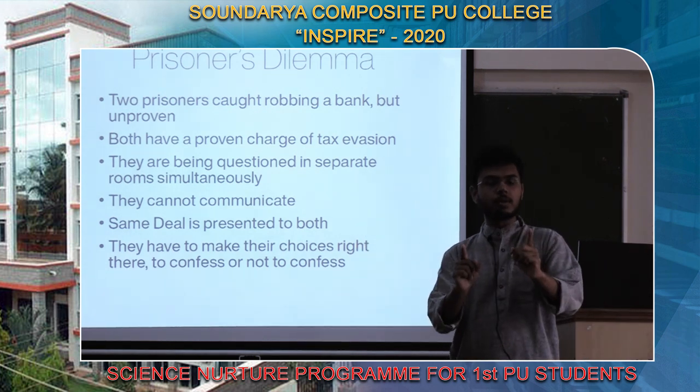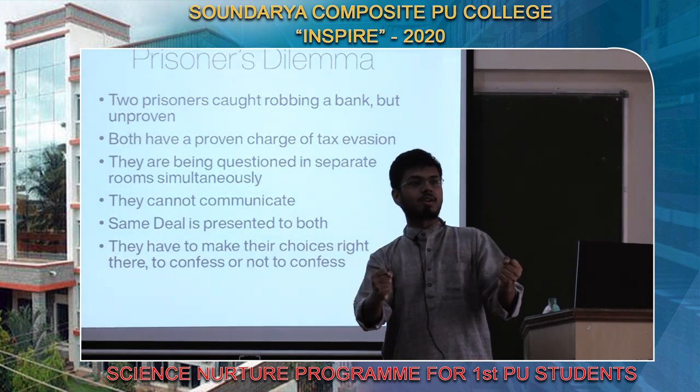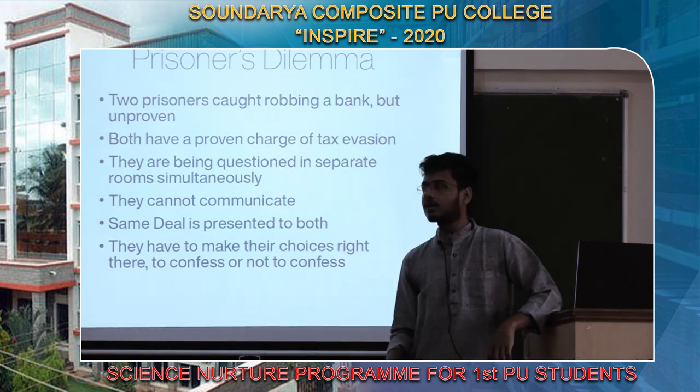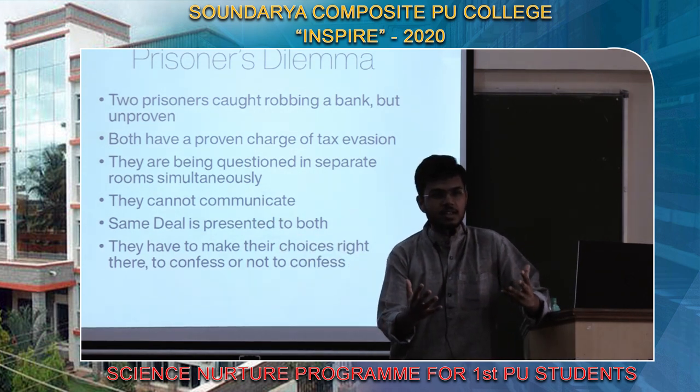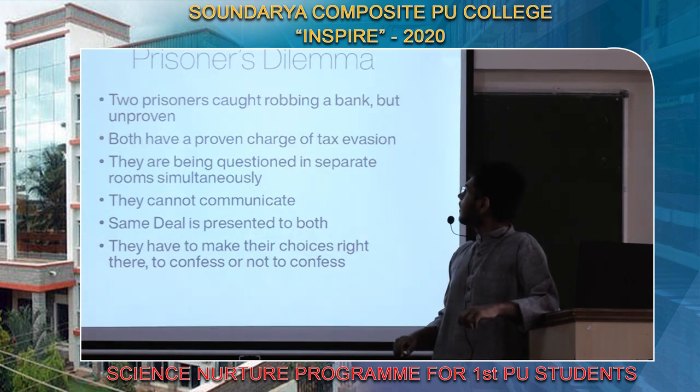Okay. But the police want to convict them not for tax evasion but for robbing the bank, because that's what a good police force is like. You want to put the guy behind bars for the worst thing that he did. But the police don't have enough evidence.